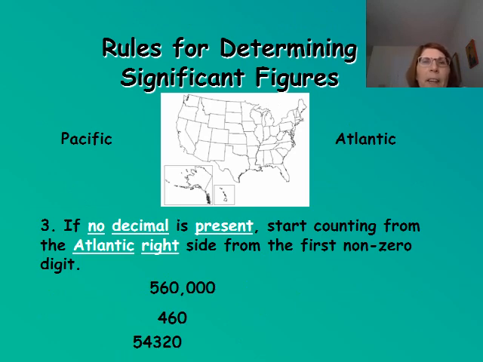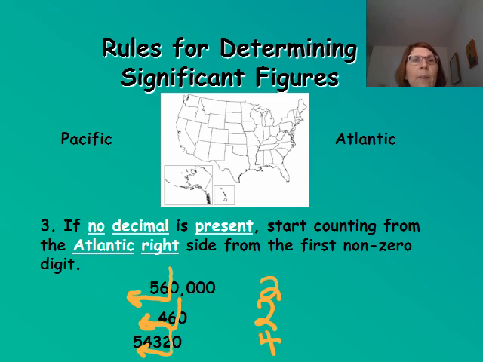Again, the Pacific Atlantic rule: if no decimal is present, we start counting from the Atlantic right side of the first non-zero digit, meaning we're going to start here and go left. So that means I have 2 significant figures there. Here, if I start here and go left, I have 2 significant figures. There's no decimal, so I'm going to go left. So I have 4 significant figures.